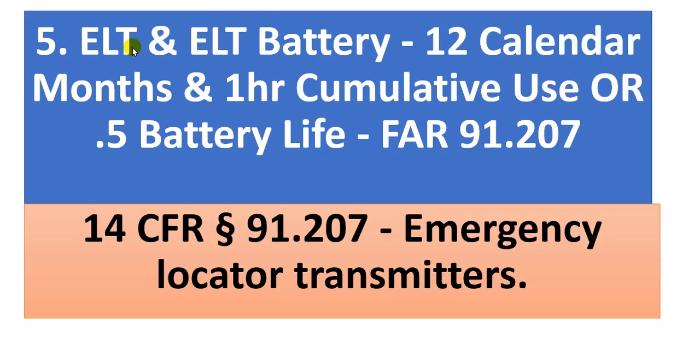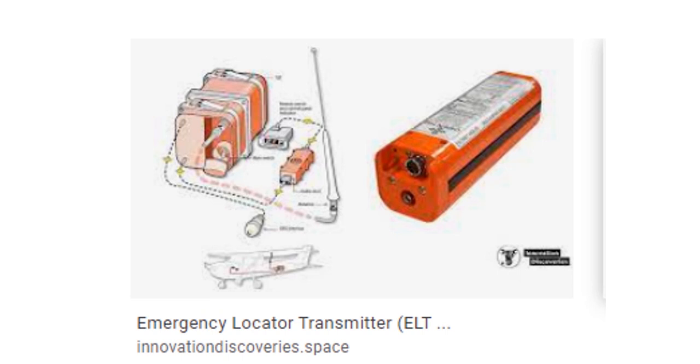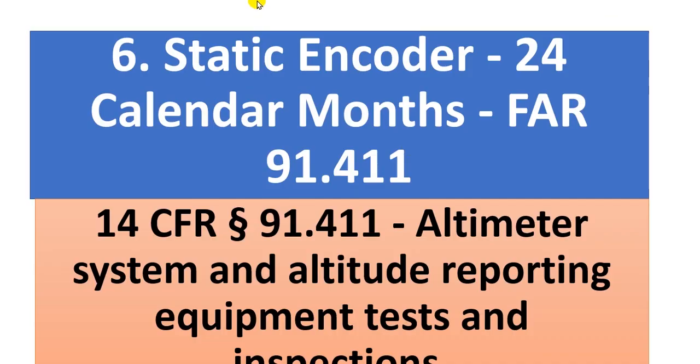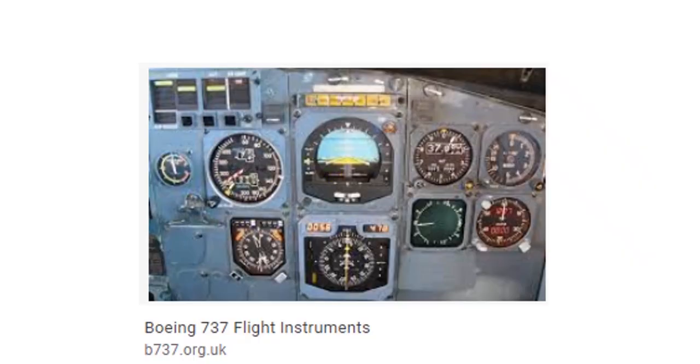Here, the ELT, emergency locator transmitter, and its battery, 12 calendar months. And these are the references here. This is the ELT and its battery. Static encoder, 24 calendar months here. Okay.